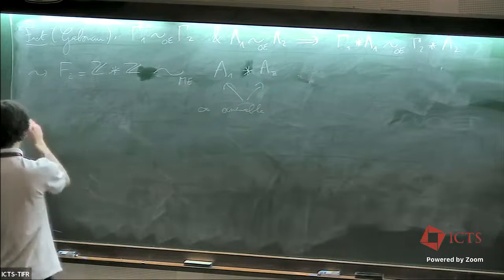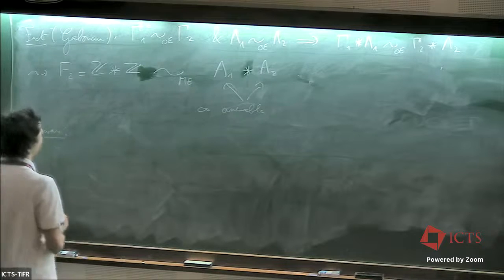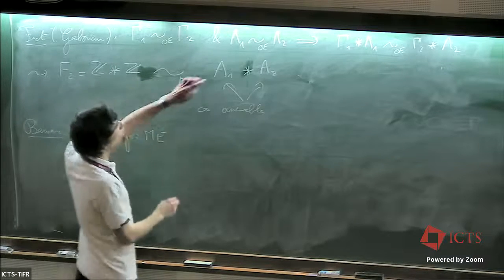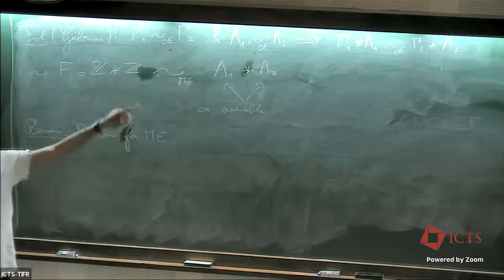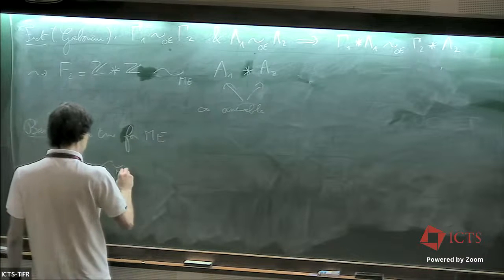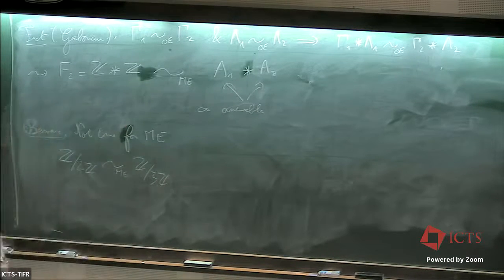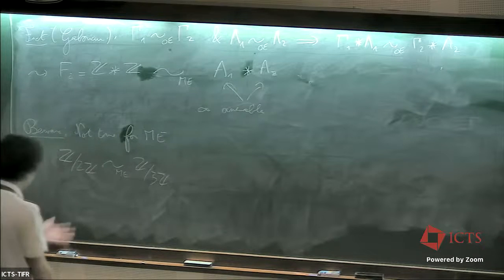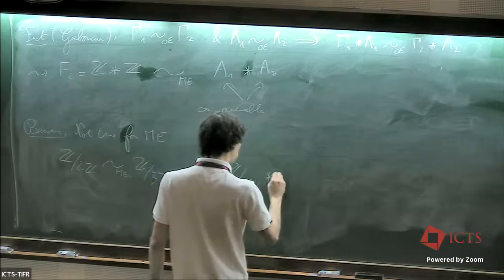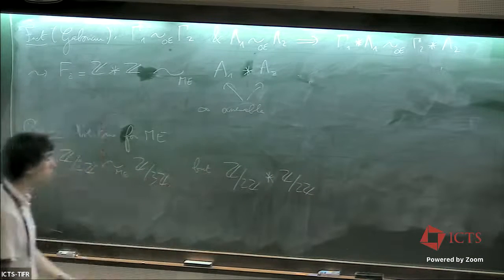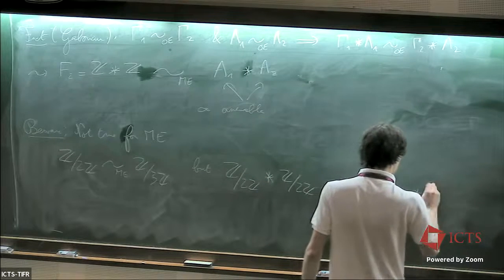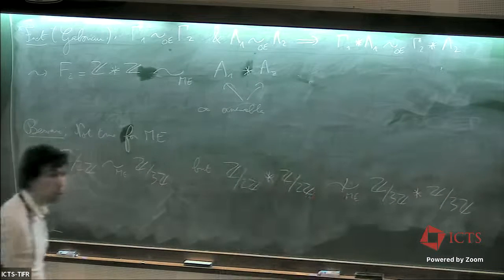Beware that it's not true if I replace orbit equivalent by measure equivalent. The simplest example being that Z mod 2Z is measure equivalent to Z mod 3Z, right? Because they are commensurable. But the free product of two copies of Z mod 2Z, which is an infinite dihedral group, which is amenable, is certainly not measure equivalent to the free product of two copies of Z mod 3Z, which is virtually free non-abelian.